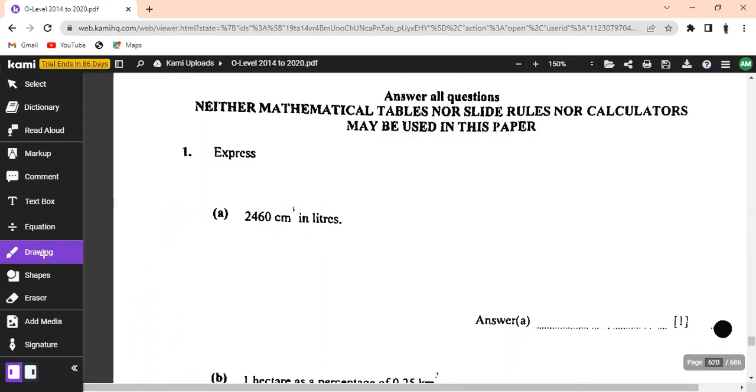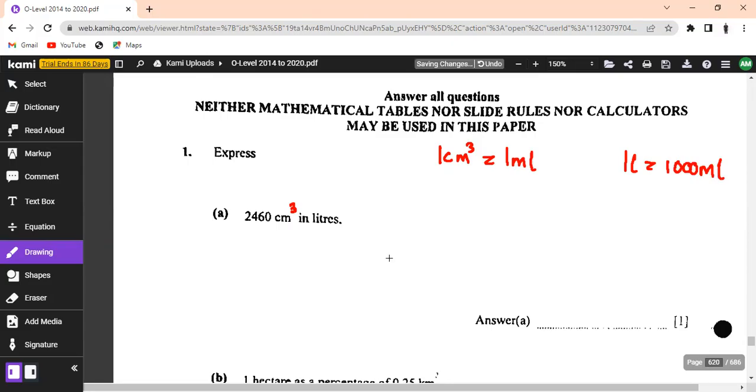On the first part, you're given to express 2460 cubic centimeters in liters. So that is what you're asked to do, to convert cubic centimeters to liters. As we know, there is a relationship between cubic centimeters and milliliters. If you're given cubic centimeters, you can relate them to liters. A cubic centimeter is equal to 1 milliliter, so this proportion is 1:1. You can convert this to liters, because you know that in a liter you have got 1000 milliliters.